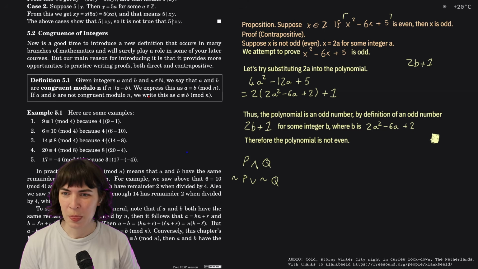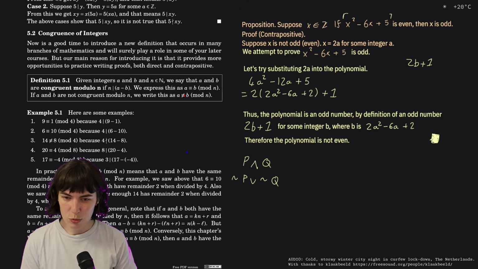Okay, this is important. If a and b are not congruent modulo n, we write this as a is not congruent to b modulo n. Now, what on earth is that? What does that mean?